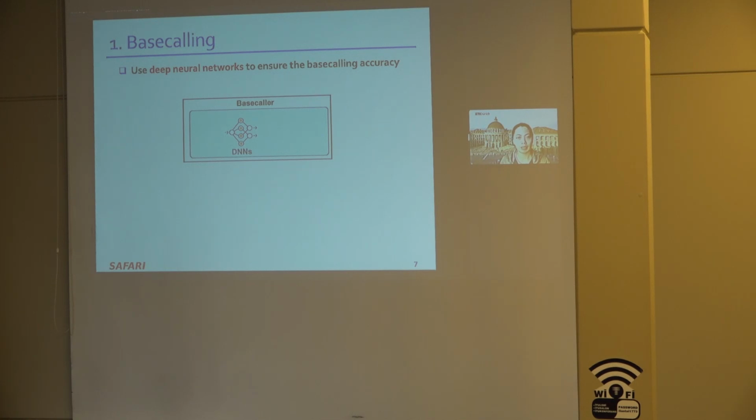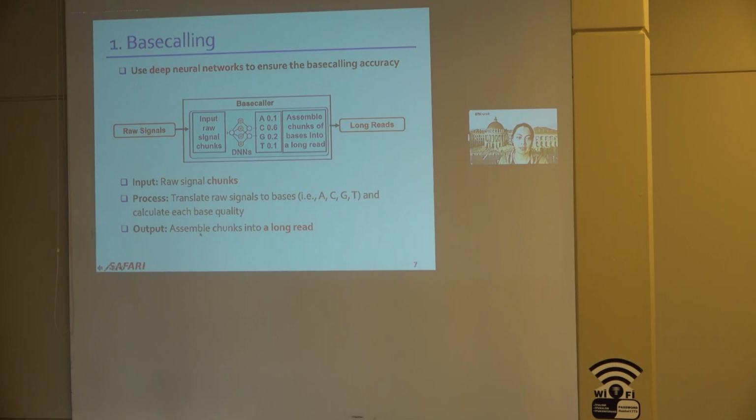So let me go into a little more detail about the first three steps that I mentioned before. In base calling, we usually use deep neural networks to ensure base calling accuracy. The input of the base caller is raw signal chunks. We translate the raw signal chunks to bases, which are known as A, C, G, T, and calculate each base quality at the same time. Then we assemble all of the base-called chunks into a long read. So the output is a long read.